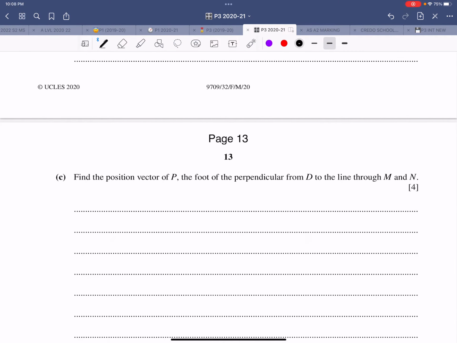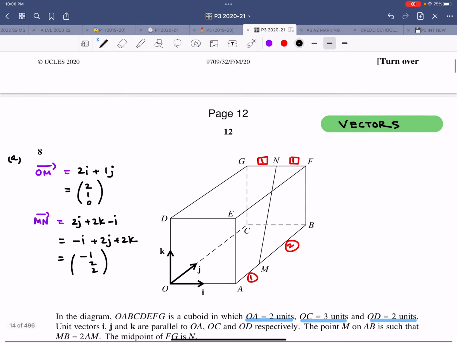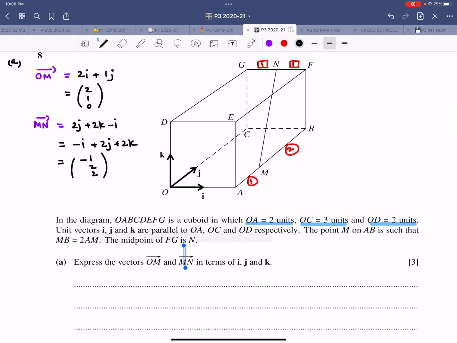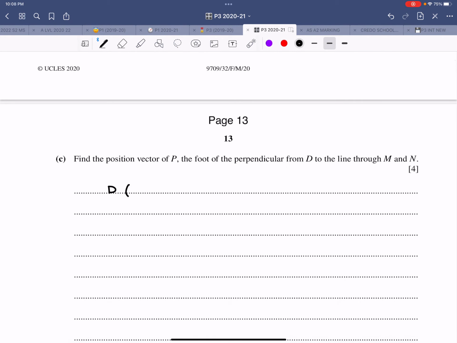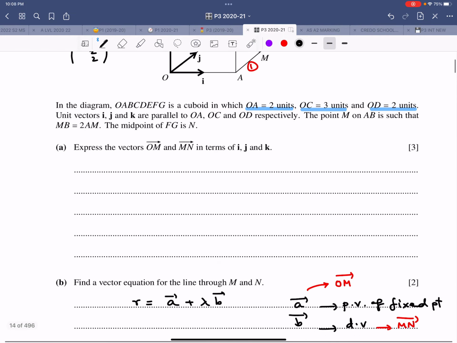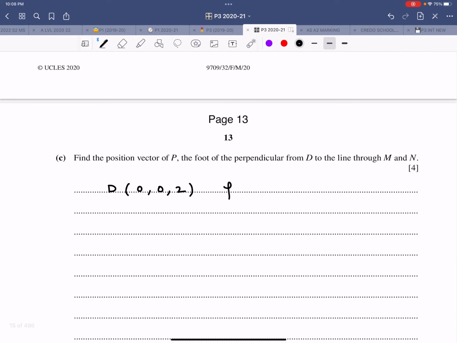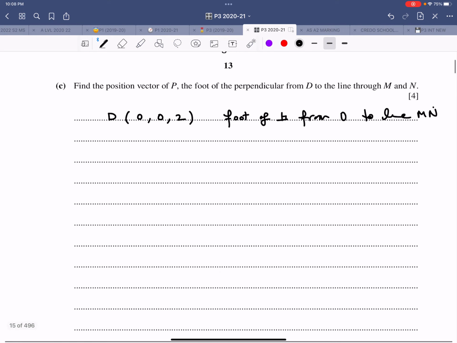Find the position vector of the foot of the perpendicular from D to the line MN. Do we have D? Of course we have. So we need the foot of the perpendicular. First of all, what is the coordinate of D? OD is basically 0, 0, 2 because it's right up from O. That's OD, and I need the foot of the perpendicular from D to line MN. Now remember, it's a 5-step method. Let me draw a 2D diagram for this scenario. This is M, this is N, and we have this equation.